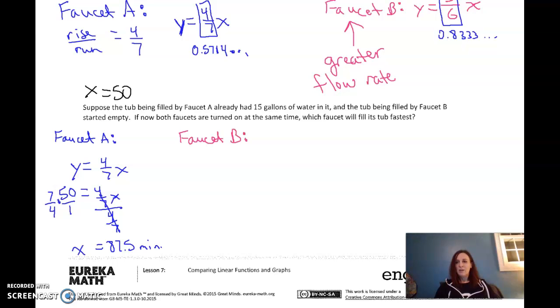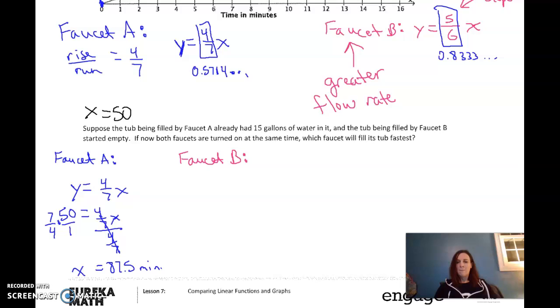Now we have faucet B, and we have that equation right here: y equals 5/6 times x. That's what's given to us. We need to find x. We're going to use y equals 50, so put 50 in. Remember, solving for x, so to get rid of 5/6, I'm going to divide both sides by 5/6. But dividing is the same thing as multiplying by the reciprocal.